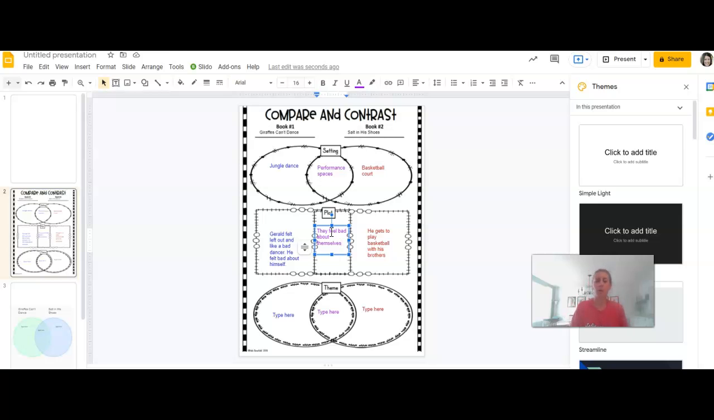Gerald's hard on himself for not being a great dancer right off the bat or being just like everybody else. And Michael's also down on himself because he's not just like everybody else on the team. He's not tall, okay? So they have similar problems, but very different. So let's add that part here about being not as tall as the others.